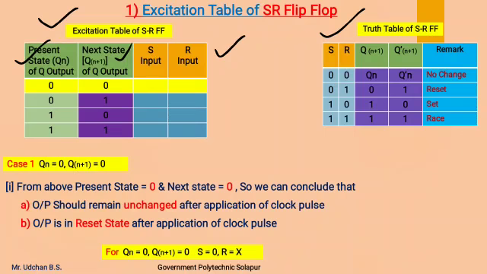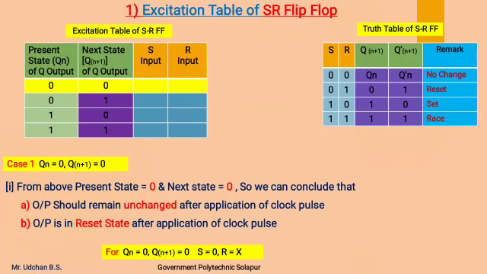Now the truth table of SR flip-flop is shown over here, in which for 0 0 there will be no change in the output. For 0 1 the output will be in reset state, that is 0 1. For 1 0 the output will be in set state, that is 1 0. And for 1 1 the output will be in invalid condition, means both the outputs of the flip-flop will be 1 1, which is an invalid condition.